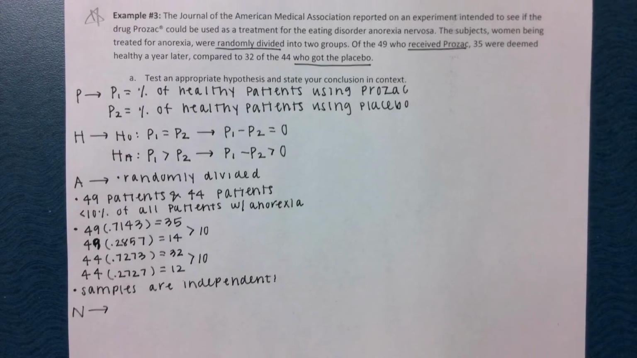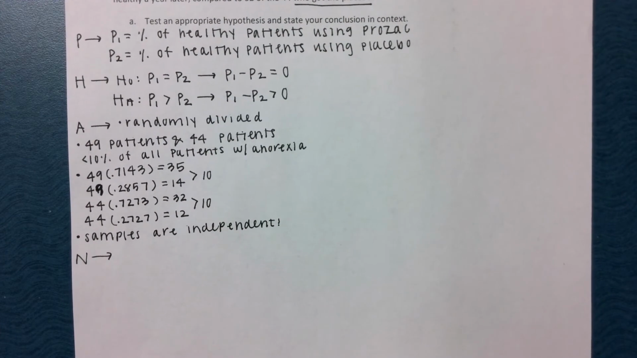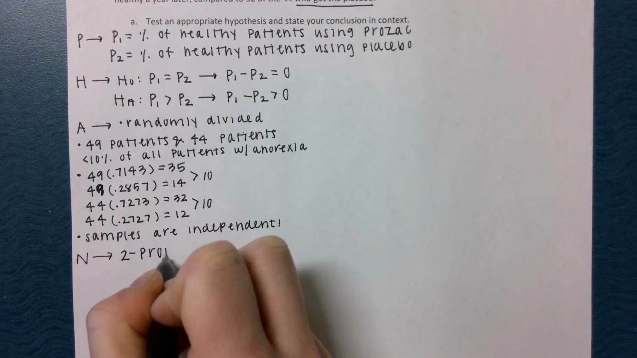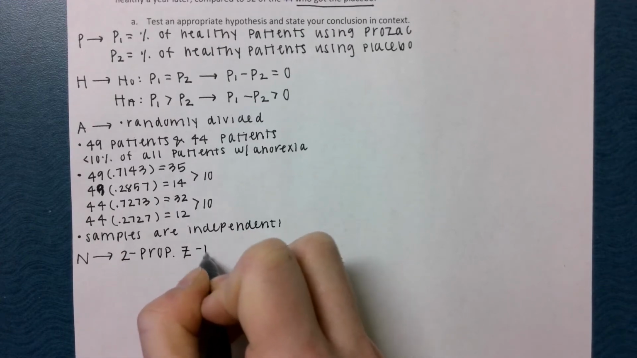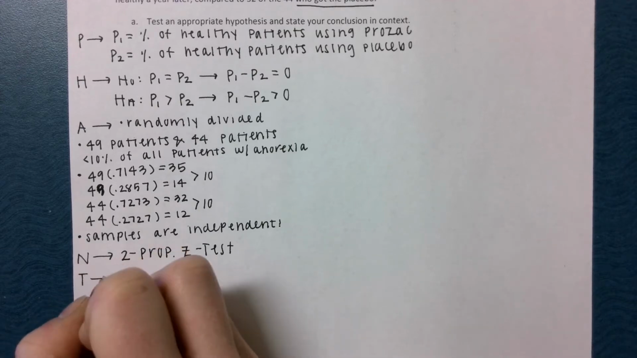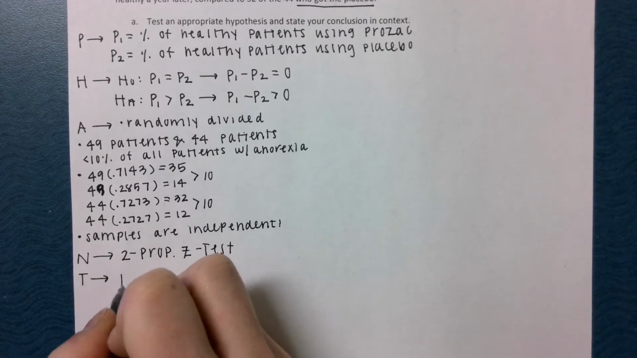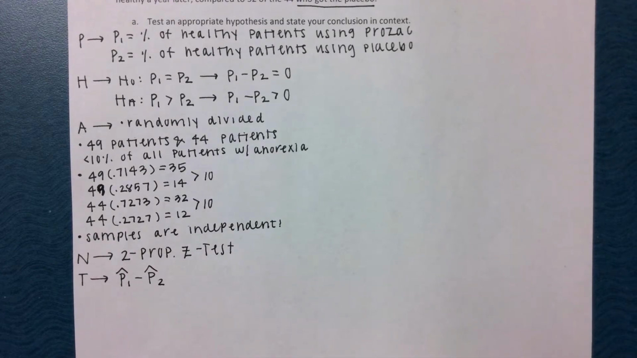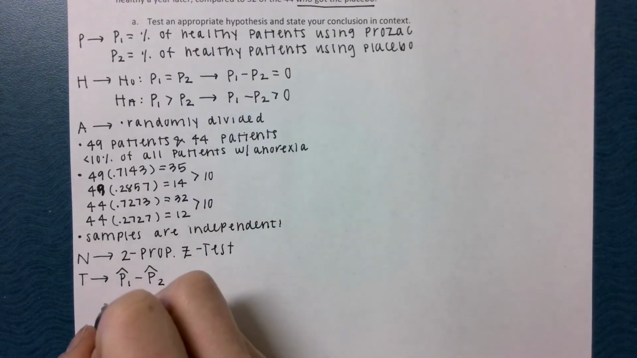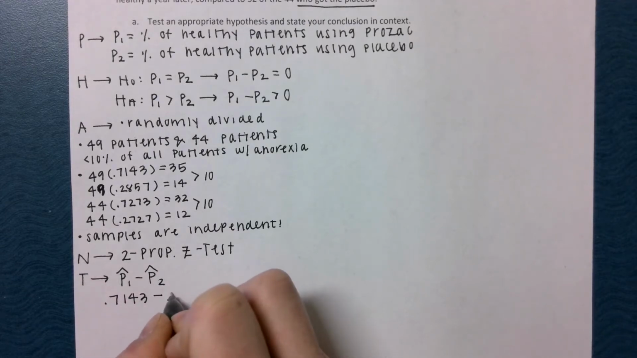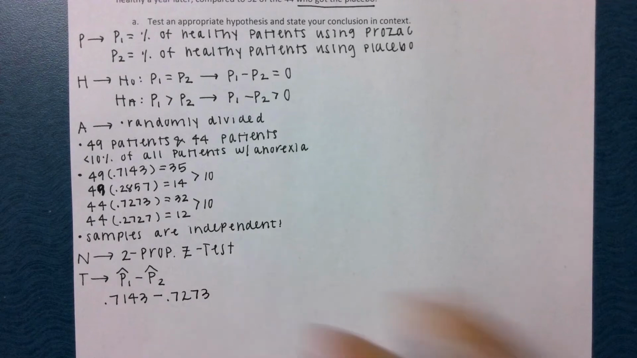N in PHANTOMS stands for naming the test. Okay, this has two proportions, so it's a 2-prop z-test. T is our test statistic, so I'm listing what actually happened in the sample. So I have my 0.7143 minus 0.7273.